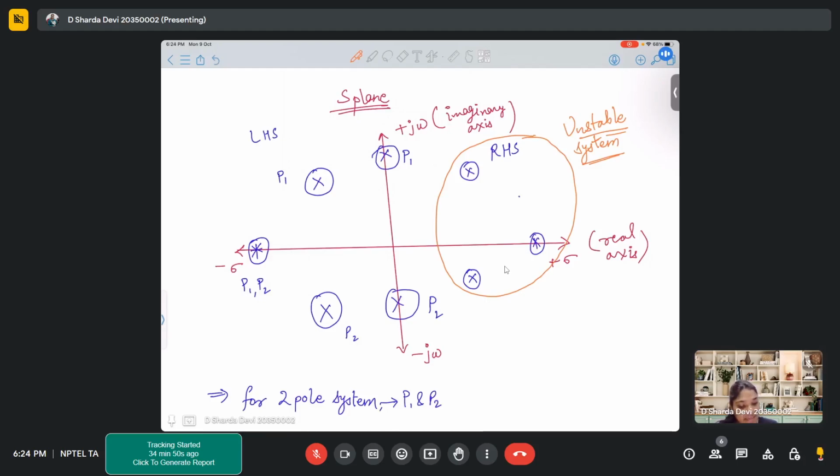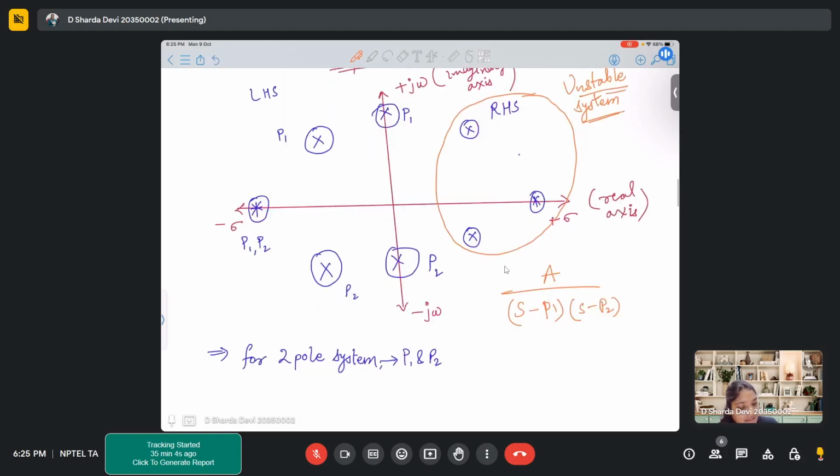Right hand side poles means, when you are writing, let's say, A times S minus P1, S minus P2 as your transfer function, then what are the poles? S equal to P1, S equal to P2. So that means positive P, and positive means on the right hand side. So these lead to unstable systems.